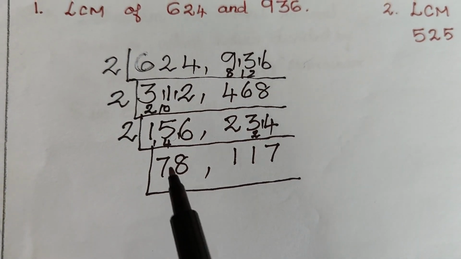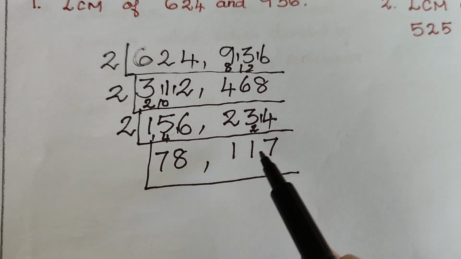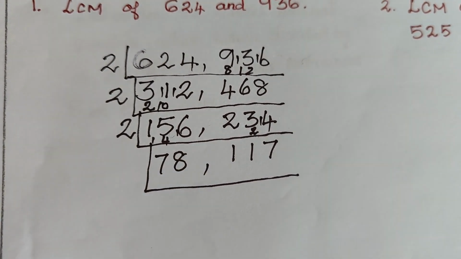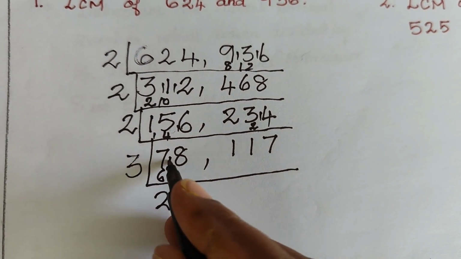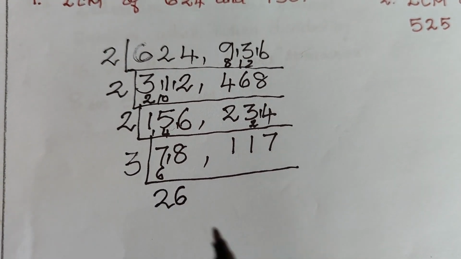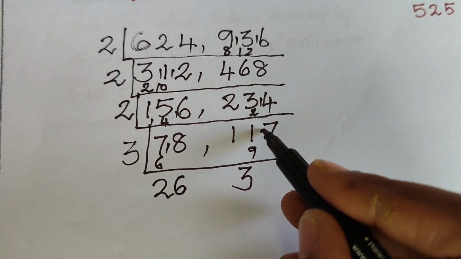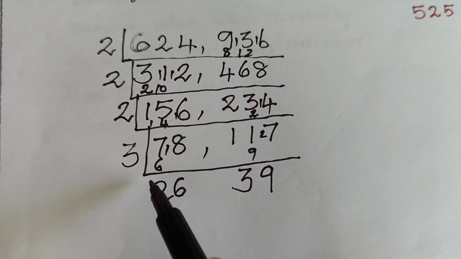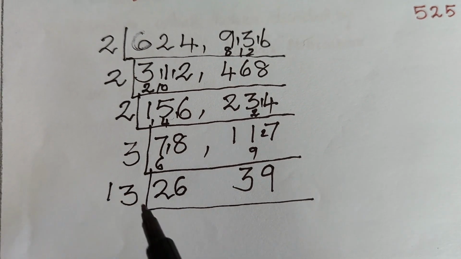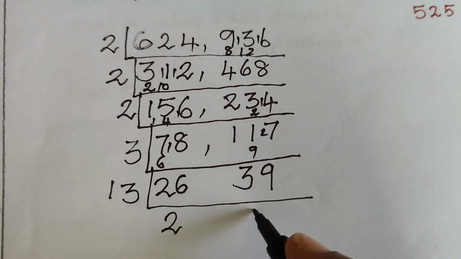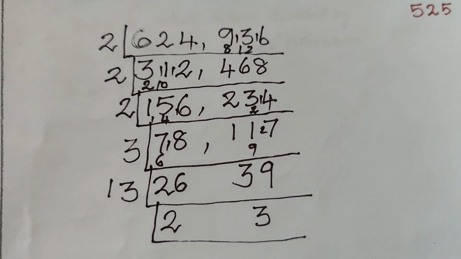Let me check for 3 table. 7 plus 8, 15 is a multiple of 3. 1 plus 1, 2, 2 plus 7, 9. 9 is also a multiple of 3. So I take 3 table. 2 3s are 6, 7 minus 6, 1. In 18, 3 goes 6 times. In 11, 3 3s are 9, 11 minus 9, 2. In 27, 9 times. In 26 and 39, 13 goes, 13 2s are 26, 13 3s are 39. So both of them do not have any common factor.